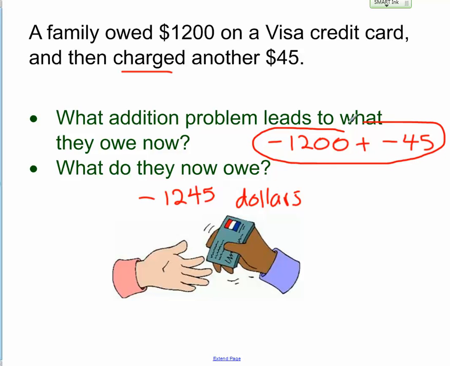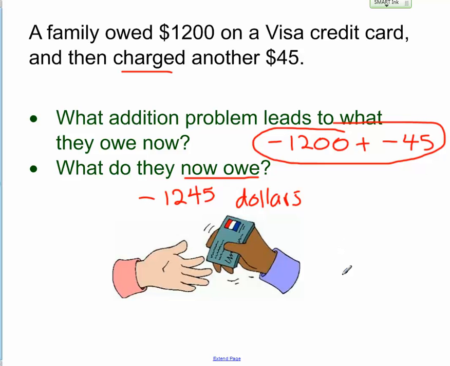When I have a debt, it's a negative number. So -1,200 because I owed Visa that much money, and I added to that another debt. A debt plus a debt just makes a bigger debt. Notice I just added these two numbers and it stays negative because now they owe $1,245. And we use a negative sign to show that they owe the money.